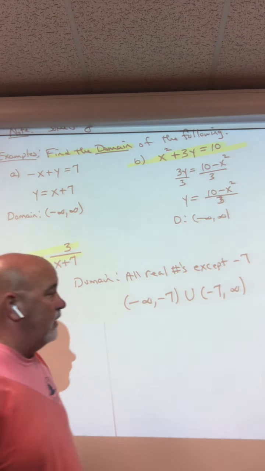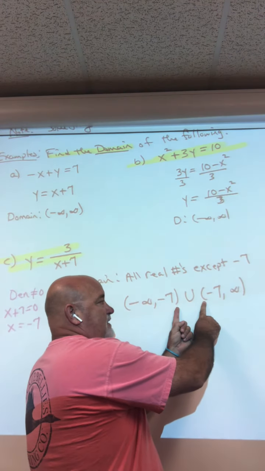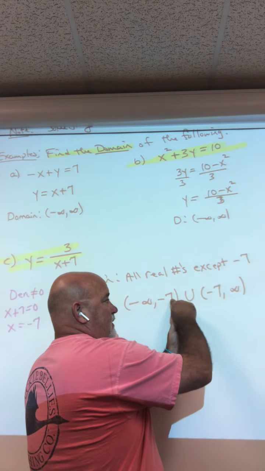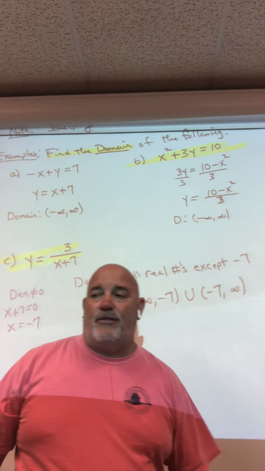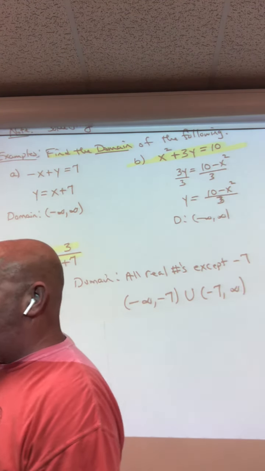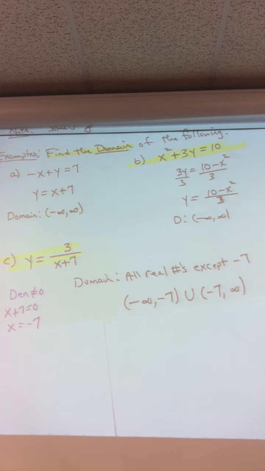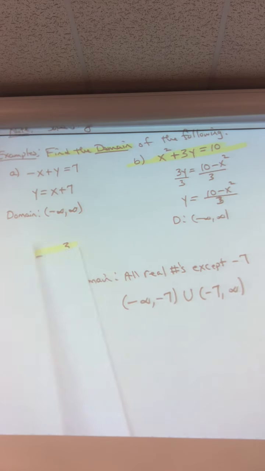Now, one very important thing here. You do not put brackets on the negative 7. And the reason is if you put the bracket, you're saying that you're including it. And we're not. We're excluding it. Okay?